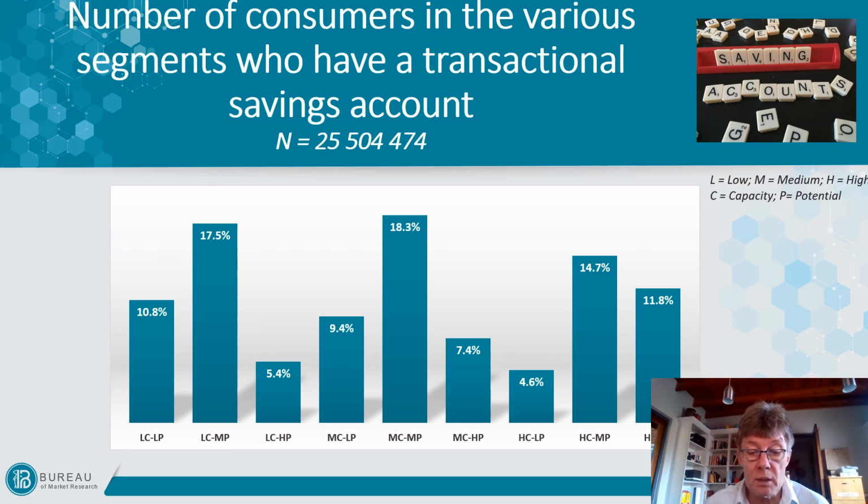As we move up the spectrum, we find, however, that the number of accounts that people have got increase, and so people become increasingly multi-bank as we move from low consumption capacity to medium consumption capacity to high consumption capacity.